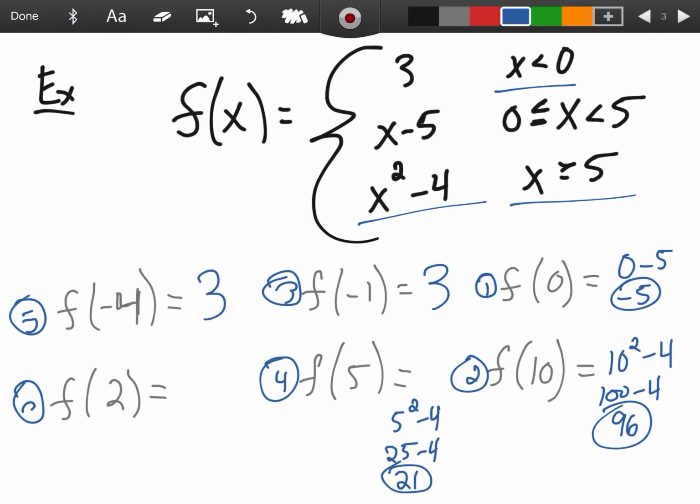And finally, f of 2. 2 is greater than or equal to 0, but it is less than 5. So we'll plug it in here to x minus 5. 2 minus 5, that is a -3. All right, good luck on the work that you guys are about to do, and I hope that this helped.